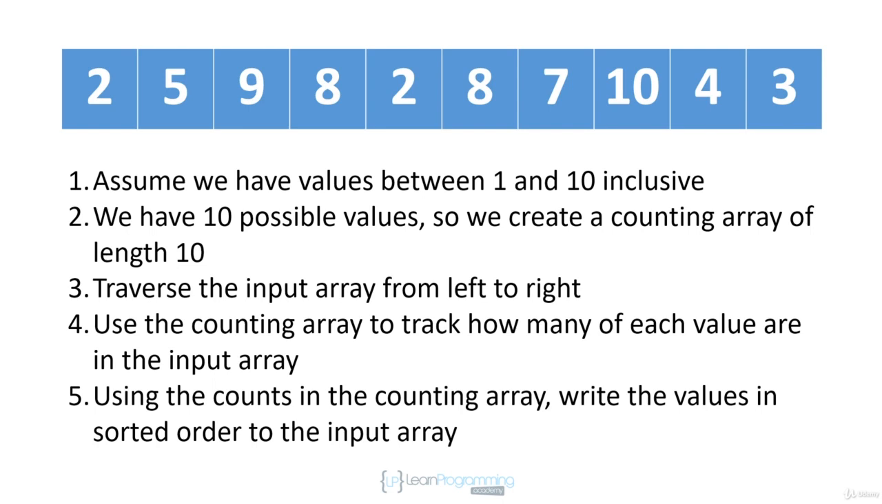And so what we do is we create a counting array of length 10. So this is going to be a separate array from the one that we're sorting. And then we traverse the input array, the one we're sorting, from left to right. And using the counting array, we track how many of each value are in the input array. And then once we've traversed the entire input array, using the counts in the counting array, we write the values in sorted order back to the input array. And so we're going to sort the array that you see on the screen.